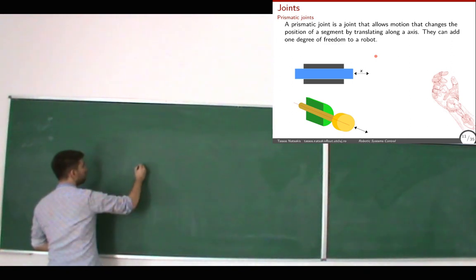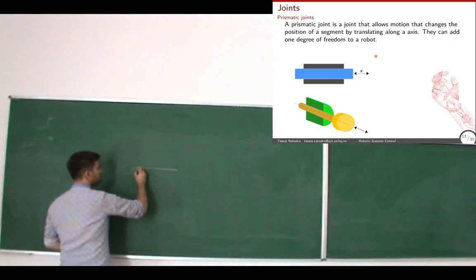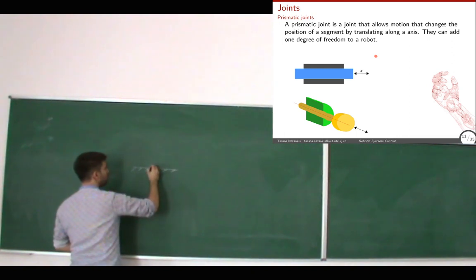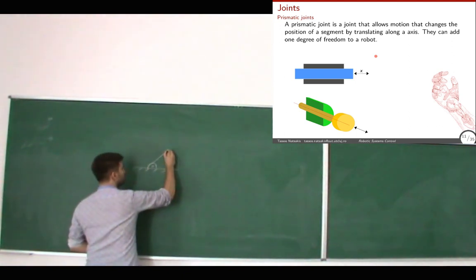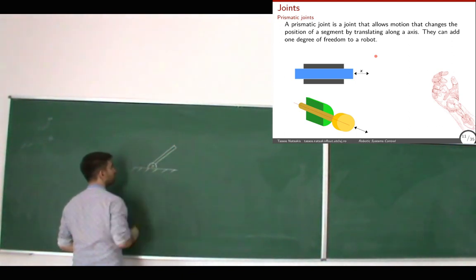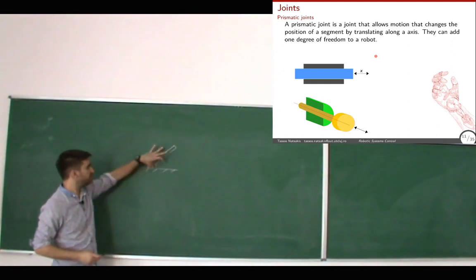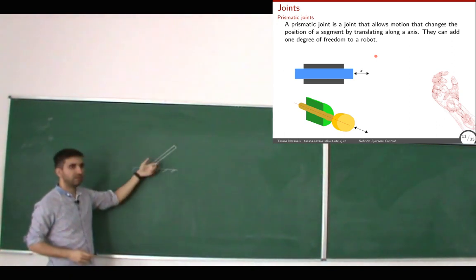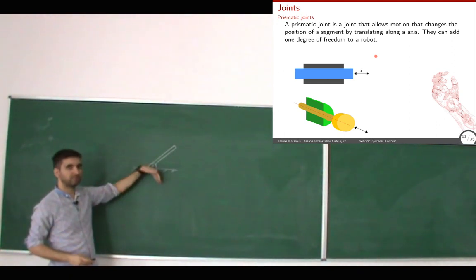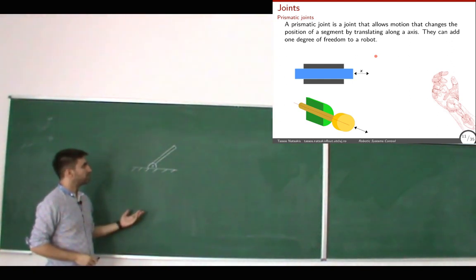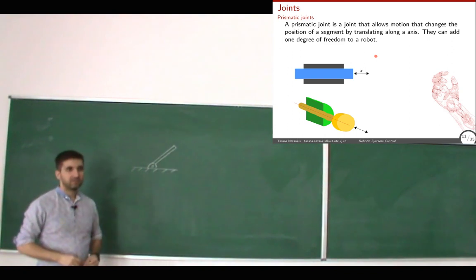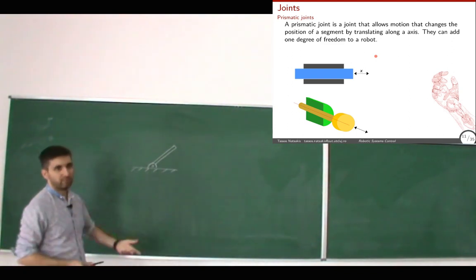Let's draw a very simple robot. This is the floor, okay? And there is one joint here, one revolute joint, so one rotation, and there is a segment here, a link, okay? Simple thing, a stick and a joint here, we can control the position. And how many degrees of freedom do you think this robot has? It can be a robot.